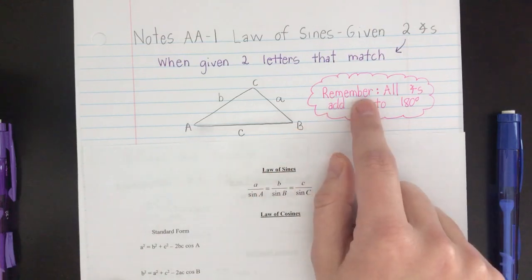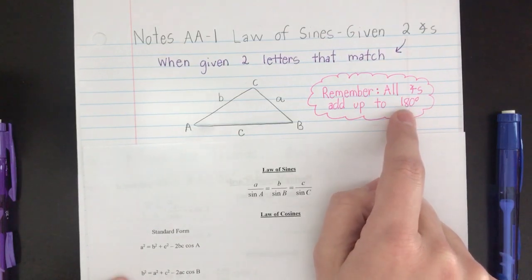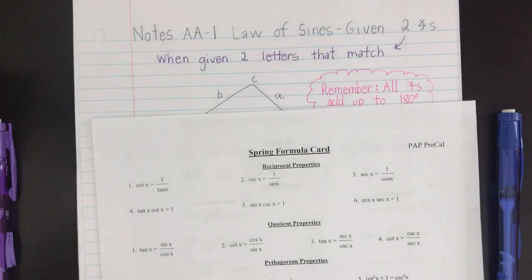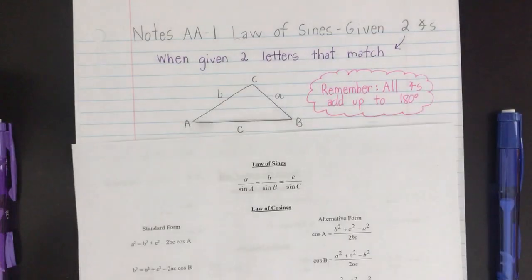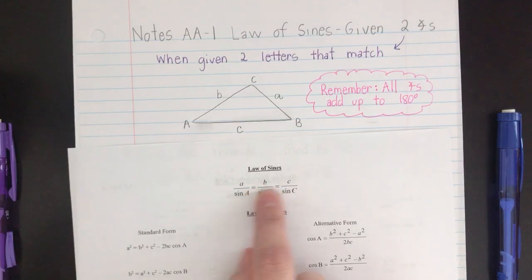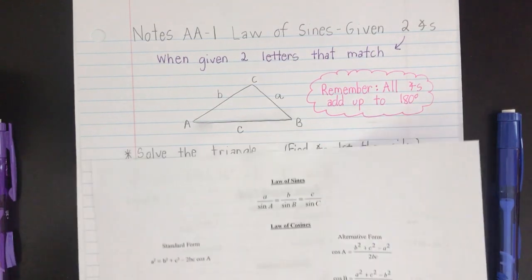So remember that when dealing with a triangle, all angles add up to 180 degrees. We will be using that a lot. So here's your law of sines. It's on the back of your spring formula card. Okay, so law of sines. Notice we have lowercase a over sine of angle A is equal to lowercase b over sine of angle B, which is equal to lowercase c over sine of angle C. Okay, this is what we will be using today when finding pieces of the triangle.